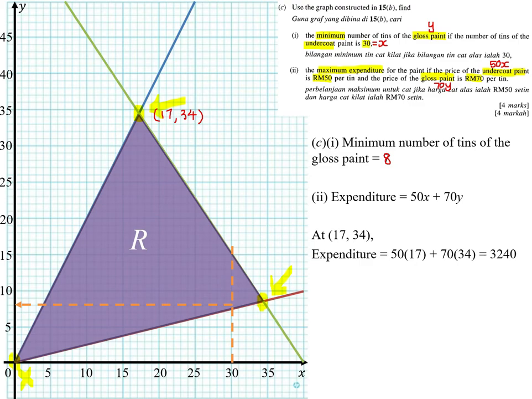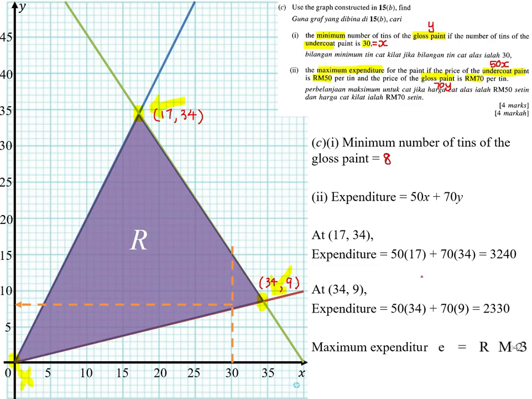Okay, now let us look at the second point. We cannot take the decimal in this case. Try to put inside the shaded region a bit. This point cannot be at 34.5, so we go in a bit and it becomes 34. So it will be 34 and 9. That one is the closest point that you can take. So at 34, 9, substitute the value in. 50 multiplied with 34 plus 70 multiplied with 9, then you get 2330. And from here, we get our maximum, which is RM3240.